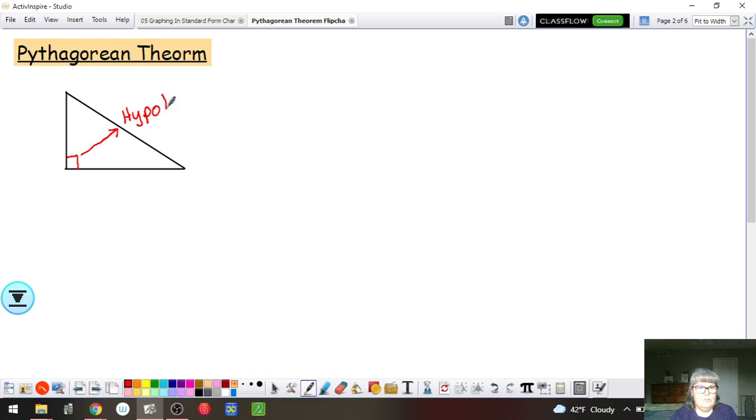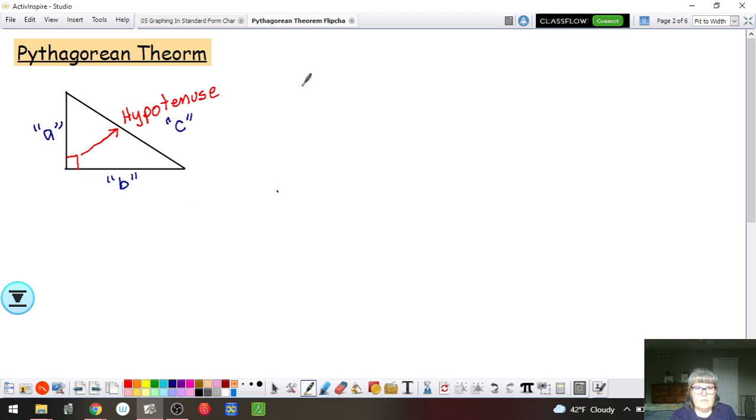Now we're going to be using what's called the Pythagorean Theorem to solve for missing sides of right triangles. Now we use this when we know two of the sides. The hypotenuse is always side C. The two sides that form the right angle are sides A and B. It doesn't matter which side is A, which side is B. Those are your sides A and B.